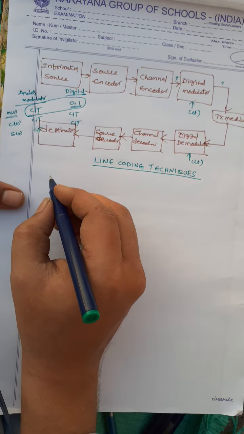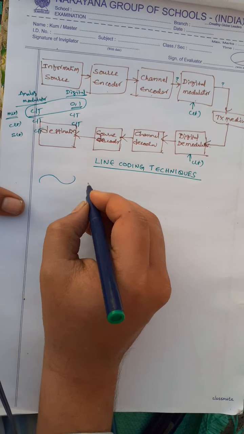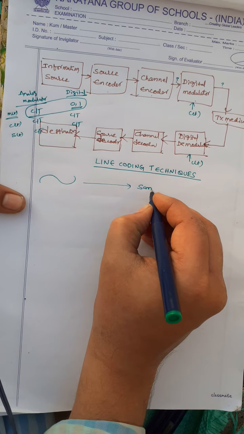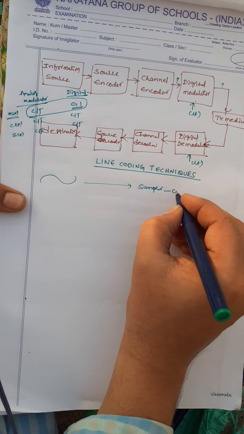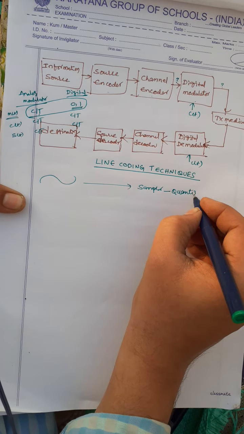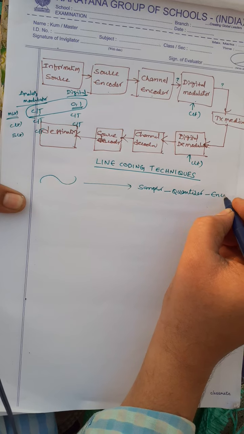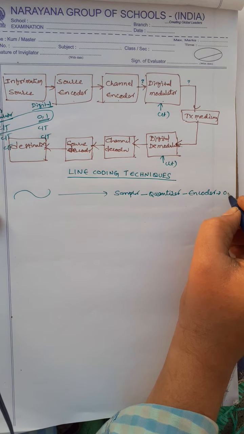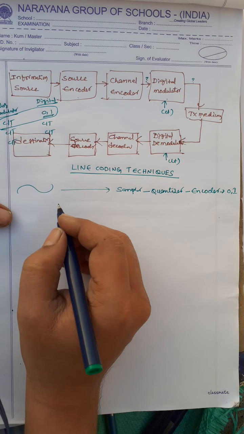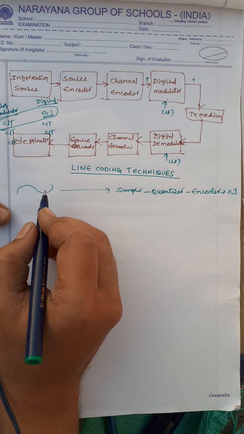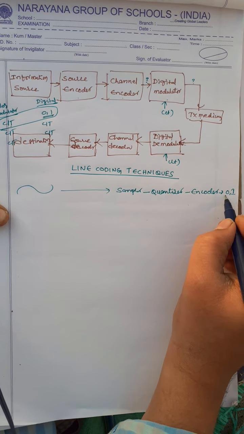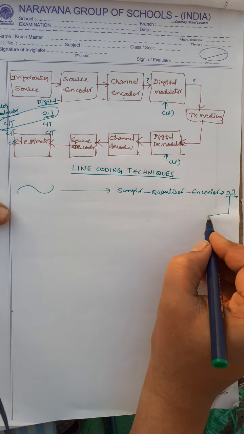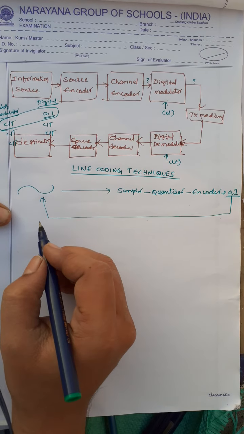Right? Now we know that any continuous time signal is converted into digital. The steps are sampler, quantizer, then encoder. The output of the encoder is zeros and ones. So this is the format to convert any continuous time signal into a digital signal. So what do these zeros and ones bits represent? They convey the information of the analog signal.